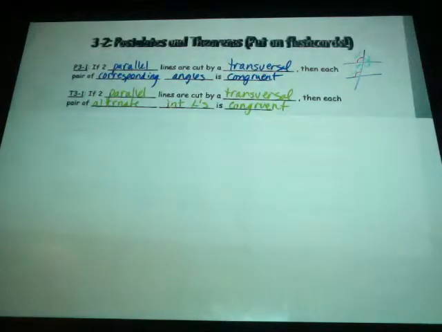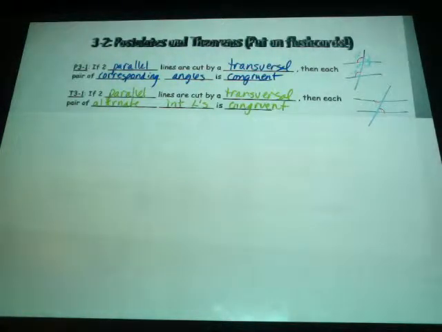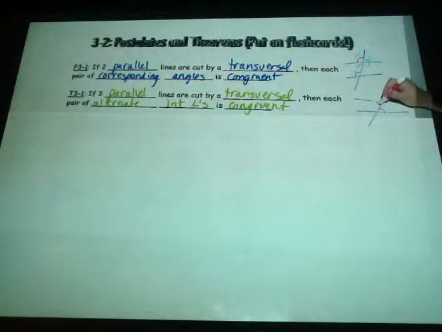Theorem 3.1 says if two parallel lines are cut by a transversal, then each pair of alternate interior angles is congruent. So your picture for that one. Alternate interior means it's on the inside and they're on alternating sides of the transversal. And so the two that I chose there both happen to be acute, and they will be equal.